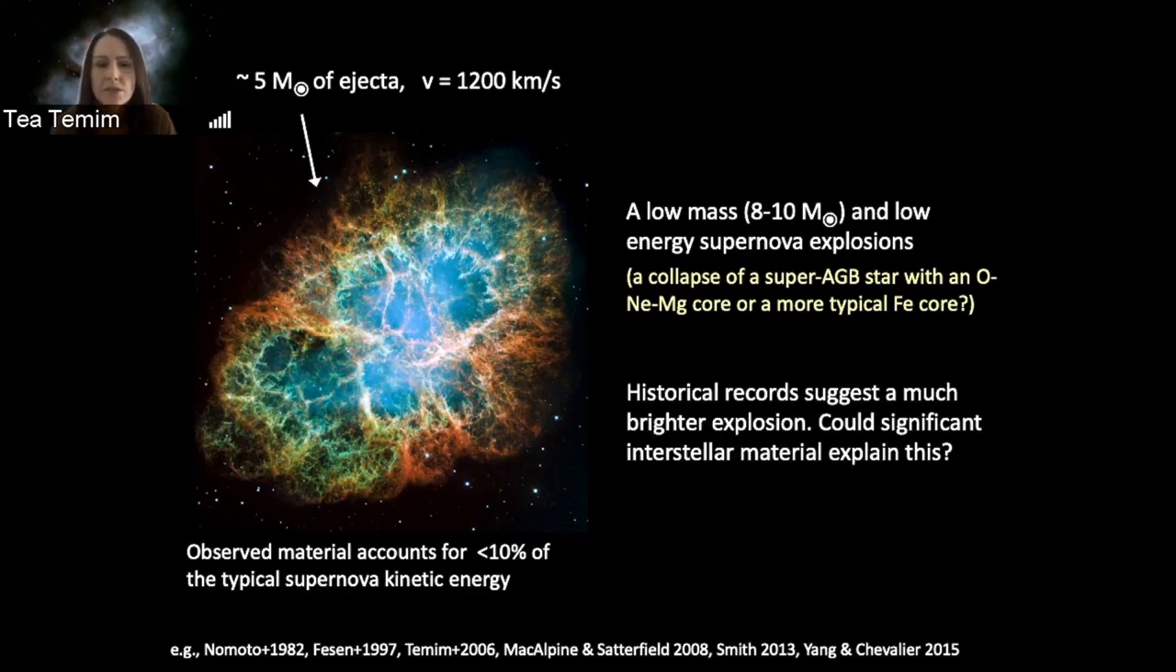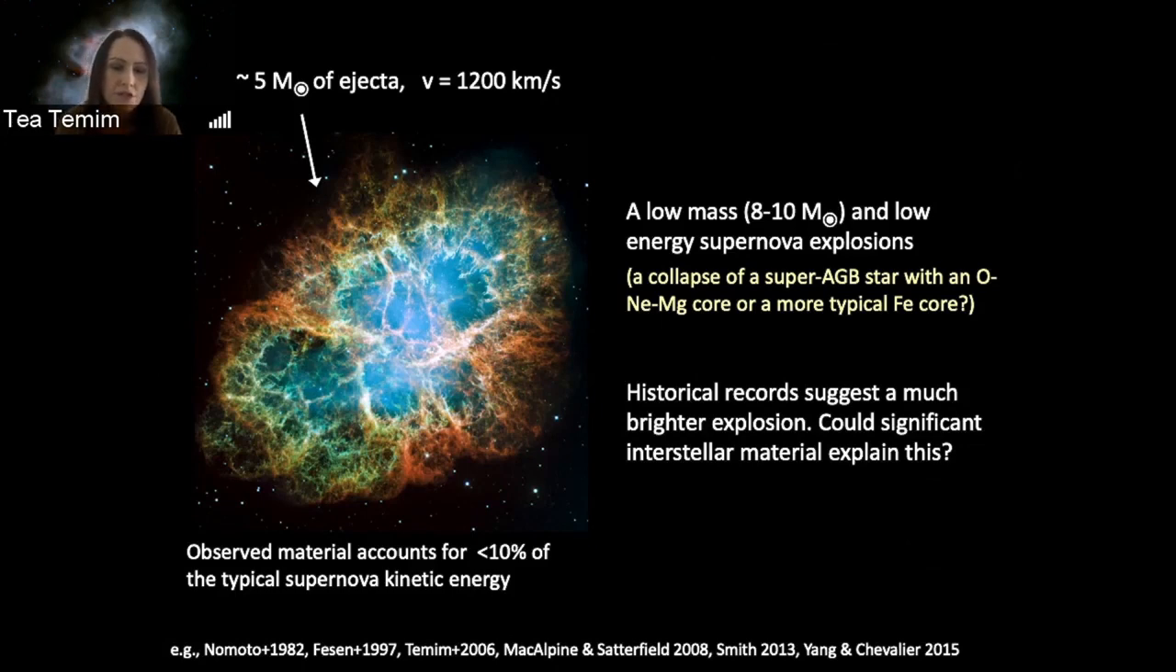And for this reason, it was thought for a long time that there must be a much bigger remnant outside of the visible Crab Nebula that we see, and that material would contain the missing kinetic energy. But despite intensive searching for many years, no evidence has been found for significant mass outside of what we observe. And then a consensus emerged that the Crab must have been produced by a relatively low mass star, so between 8 and 10 solar masses, and that it must have had a low explosion energy.